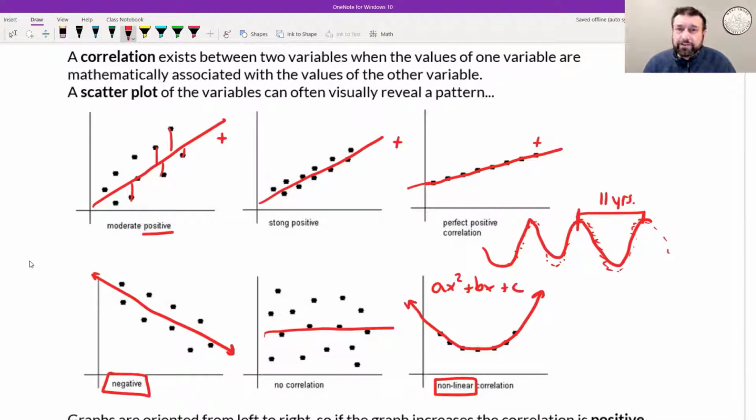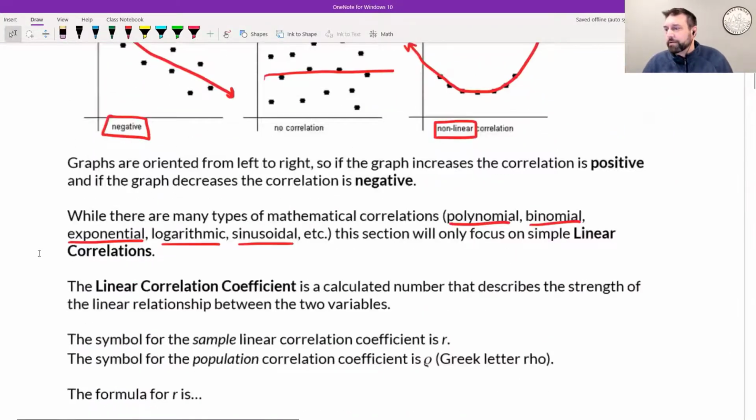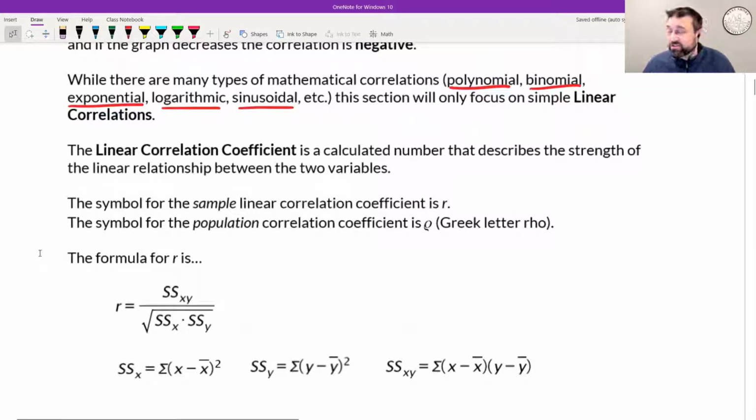But we're just going to use boring lines, y equals mx plus b, ho hum. Actually, the mathematics is a little bit easier with the linear stuff. So there you go. We're looking at linear correlation, specifically fitting a line to the correlation.